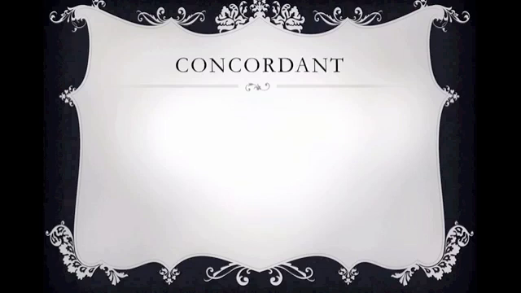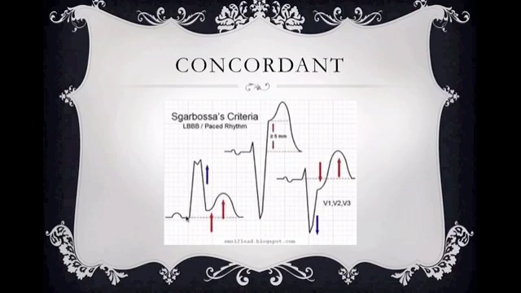Let's talk about concordance. Well, look at this. We have an upward deflecting QRS complex with an upward elevated J point and a T wave that's going up. That is concordant. That is bad. We don't want to see that.